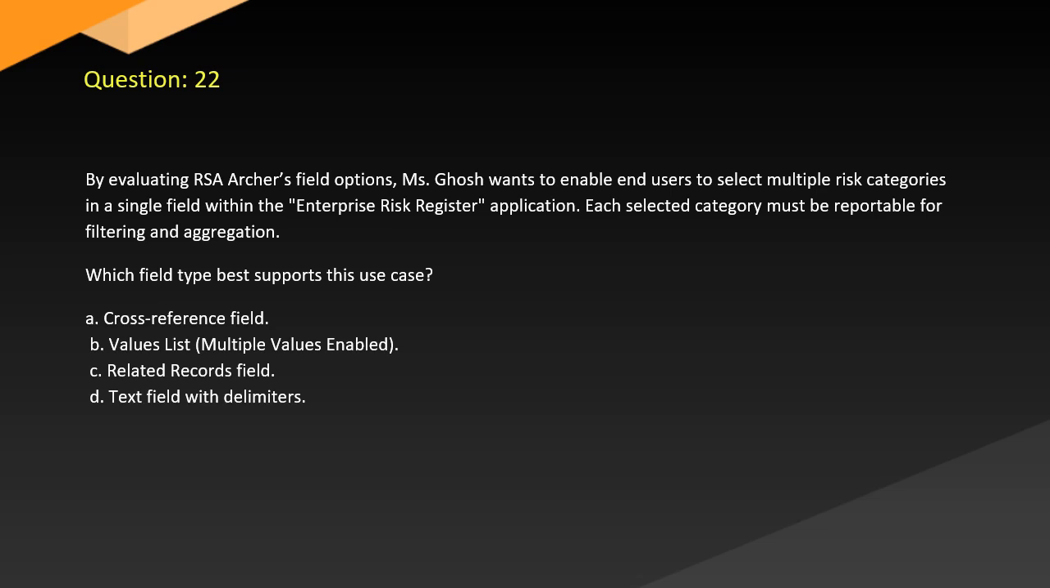Question 22. By evaluating RSA Archer's field options, ISGUSH wants to enable end users to select multiple risk categories in a single field within the enterprise risk register application. Each selected category must be reportable for filtering and aggregation. Which field type best supports this use case? A. Cross-reference field. B. Values list, multiple values enabled. C. Related records field. D. Text field with delimiters.